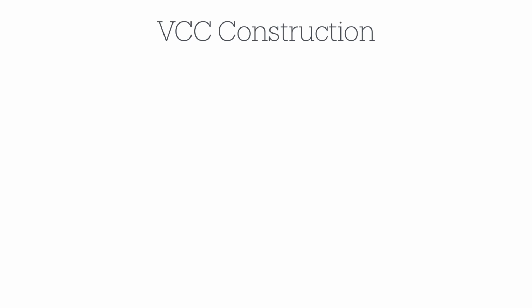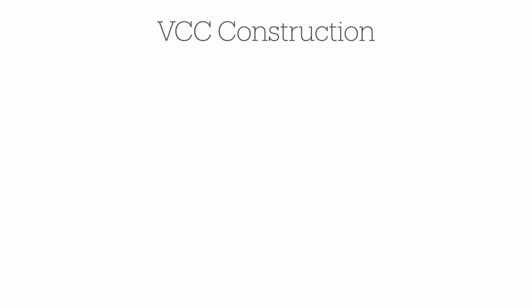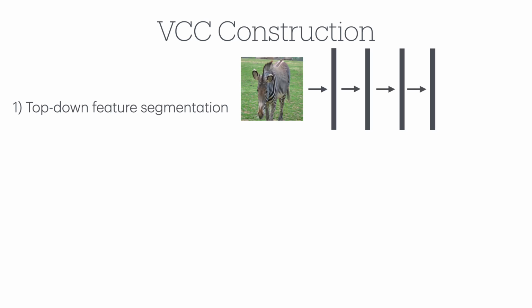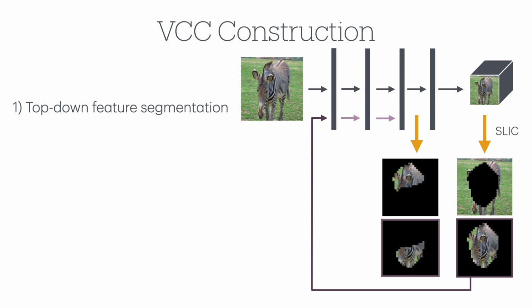Constructing a VCC takes three things as input: a model, a selection of layers, and a set of images. It involves three steps. First, top-down feature segmentation is used to produce the base units that will make up concepts. Passing an image through a model, we then cluster the representation using SLIC to obtain connected segments. Doing this recursively over all image segments and layers produces a data set of image segments for each layer.